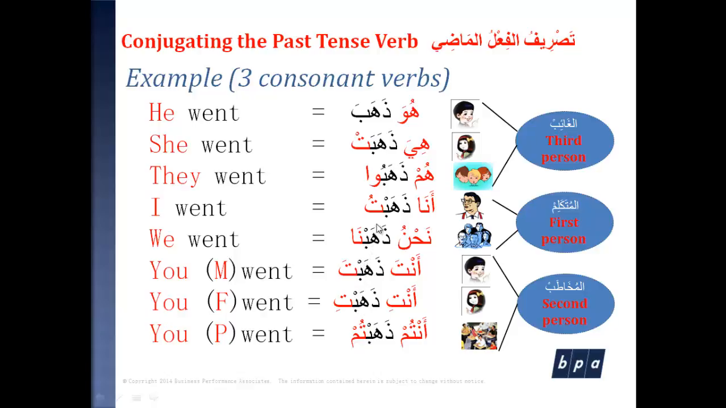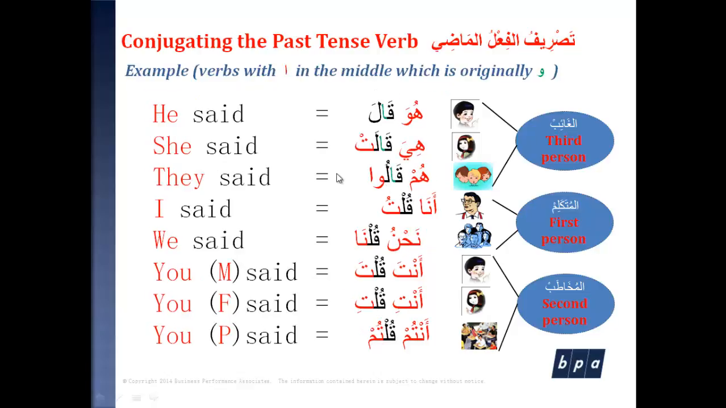You can see it with a sukoon. Only in the form of hum dhahabu, we actually had to put a dhamma here because of the waw. The waw is a vowel here, and it needs to be preceded by its corresponding short vowel to be able to be pronounced as a vowel. So that's the dhamma on the back. So again, the first two letters kept their accents throughout. The ba, for the most part, took a sukoon in conjugation.